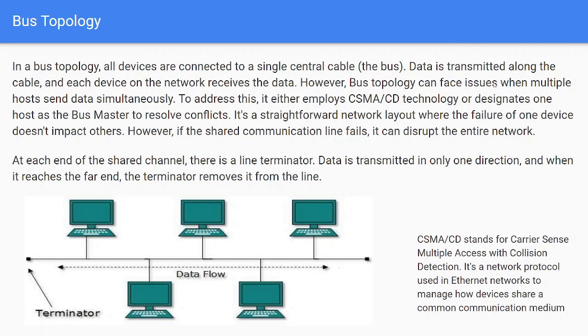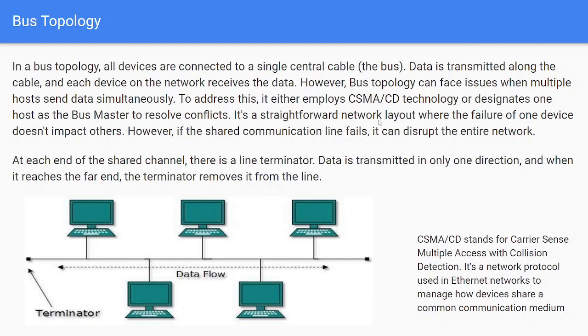So when there's an issue where multiple hosts send data simultaneously, it makes use of this CSMA/CD technology to determine or to manage how these five devices on this network can share this one central cable. All right. Or it designates one host as a bus master to resolve the conflict. So it can pick one host here and say, okay, this host will be the bus master, and that host will help to resolve the conflict.